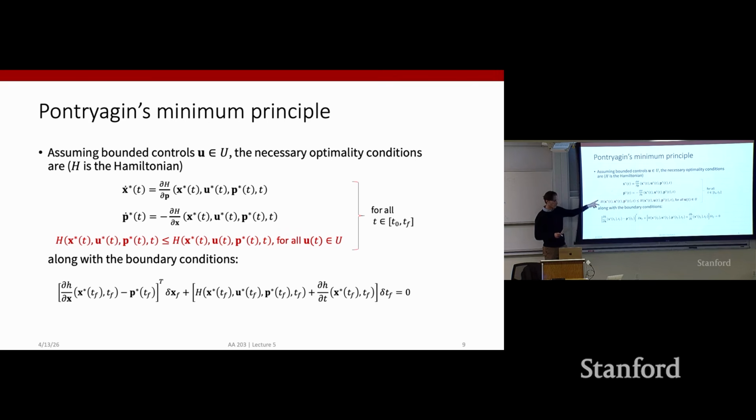So everything stays exactly the same as the conditions that we saw before, with the modification that before, the optimal control U had to be a stationary point of the Hamiltonian, so the gradient of H with respect to U had to be equal to 0. Now we want the optimal control U to be a global minimizer of the Hamiltonian. So essentially, the Hamiltonian evaluated at the optimal candidate U star is smaller or equal than the Hamiltonian evaluated at any other admissible control U of t.